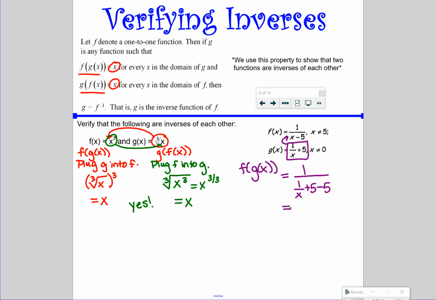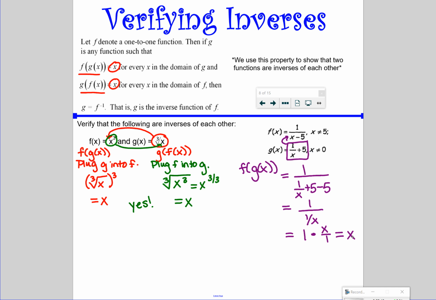Now we're just going to start simplifying. Minus 5 and plus 5 can just cancel. So I have 1 over 1 over x. Then instead of dividing by a fraction, I'm going to multiply by the reciprocal. Those are equivalent operations. So instead of 1 divided by 1 over x, I can do 1 times its reciprocal, which means just flip it, x over 1. And 1 times x over 1 is just x. So that's what we're looking for there.